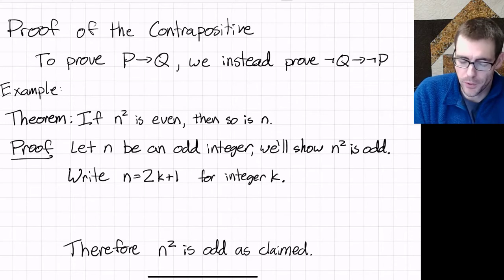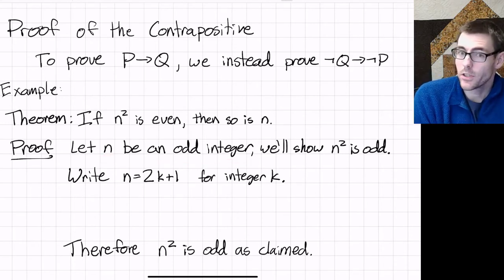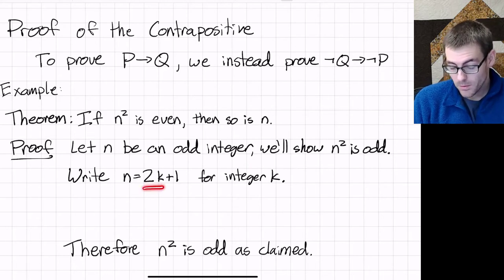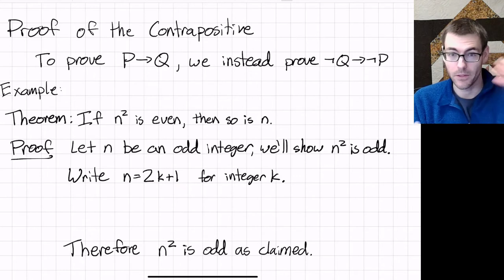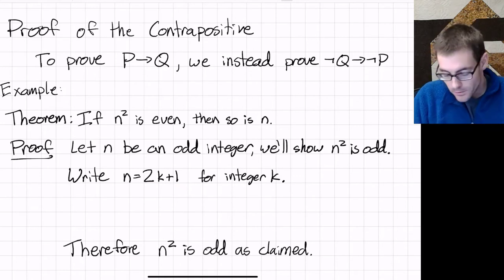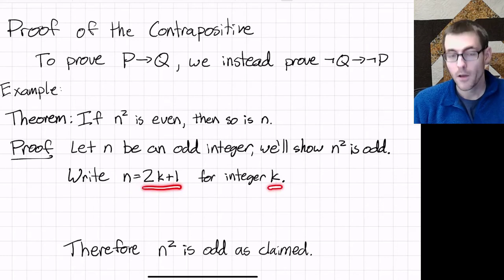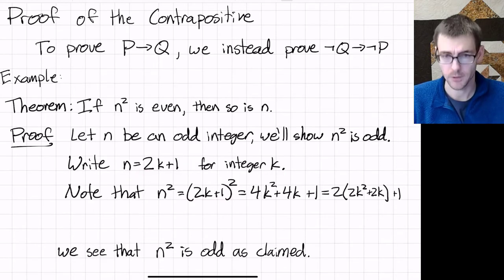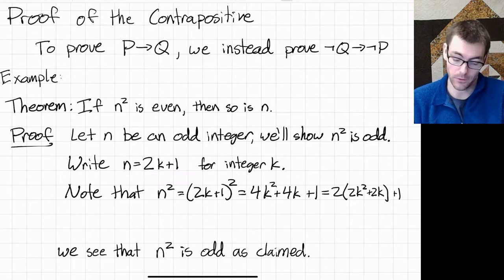All right, so where are we going with this? Well, if n is an odd integer, then by definition, it is equal to some even number plus 1. A number is even if it can be written as 2 times something, so an odd integer can be written as 2k plus 1 for some integer k. So now that we have this fact, we can write out what n squared looks like.